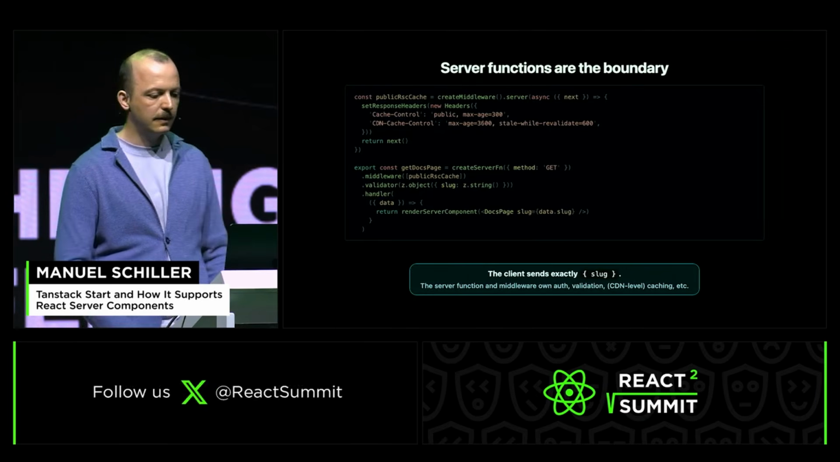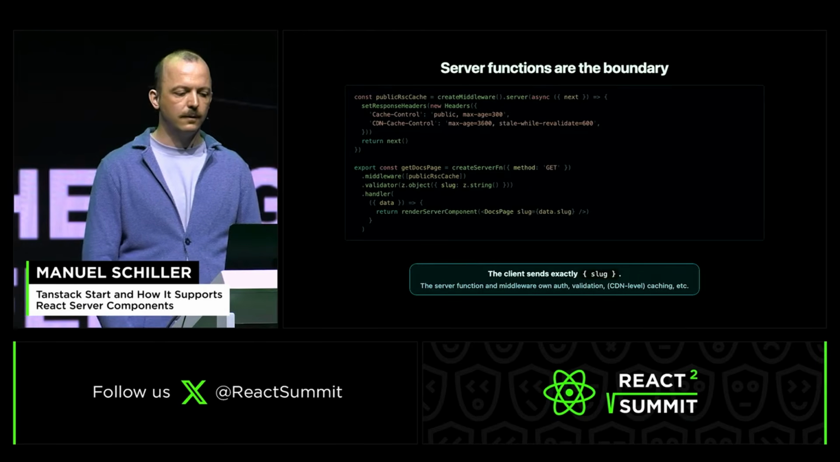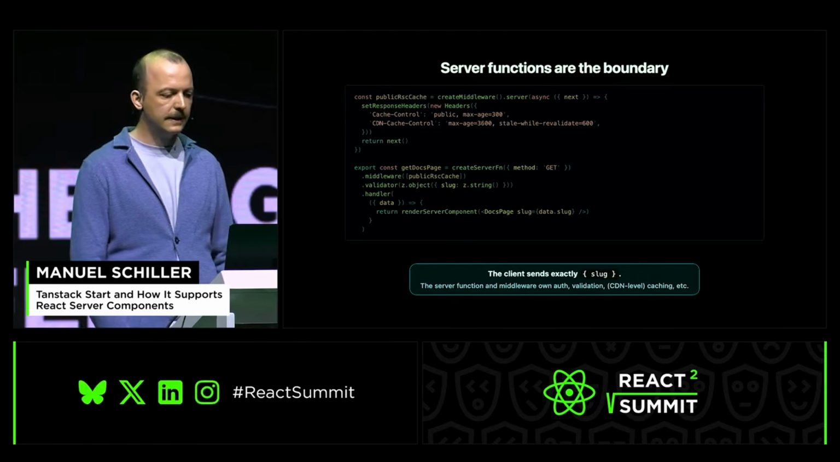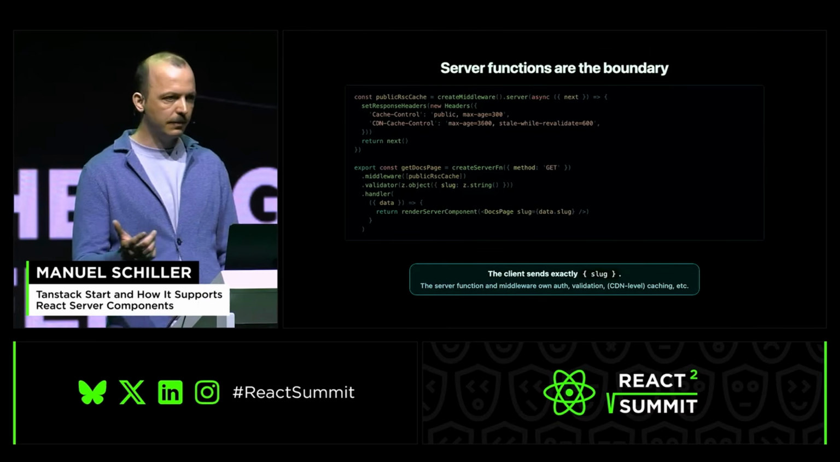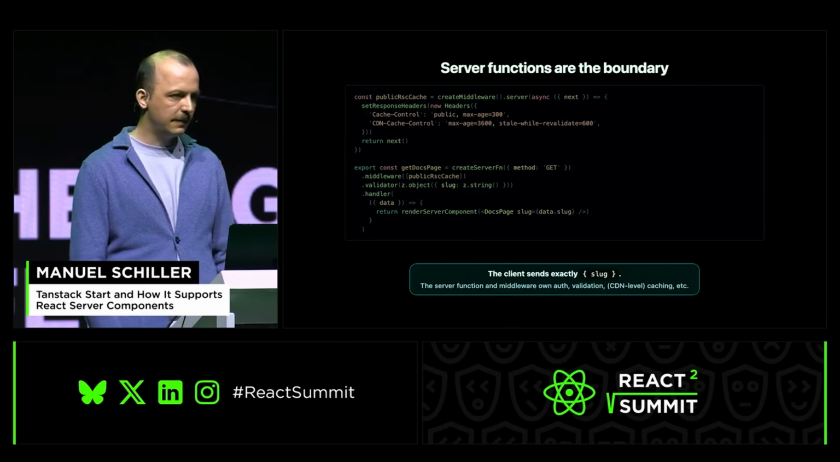So in TanStack Start, as we have already seen, the server functions are the boundary for request and response of server rendered UI. So the client sends exactly the input shape the render needs. In that example, that's just a slug, but it can be anything. So you're not sending the whole world to the server. You specify what you need.